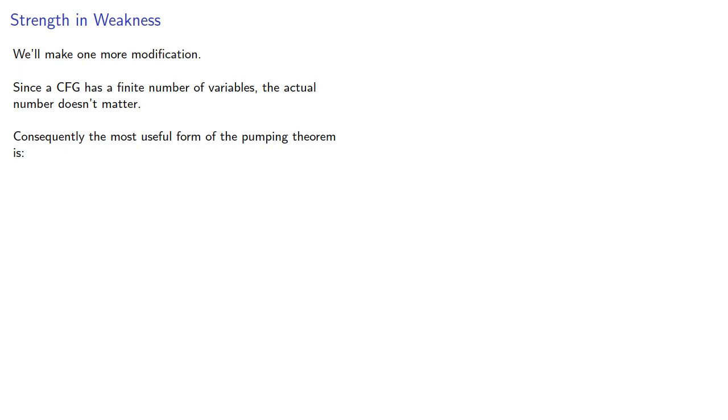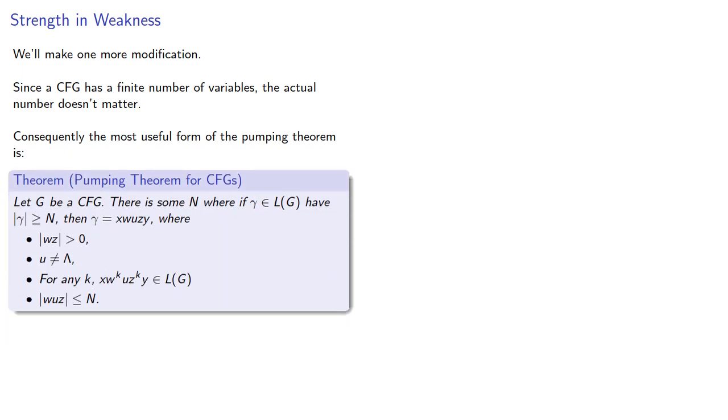And we'll make one more modification. Since a context-free grammar has a finite number of variables, the actual number doesn't matter. Consequently, the most useful form of the pumping lemma is: let G be a context-free grammar. There's some n, where if gamma in our language has length greater than or equal to n, then gamma can be rewritten this way, where all the usual things apply, and that central portion is less than or equal to n. In other words, there's some string that will cause us to repeat.